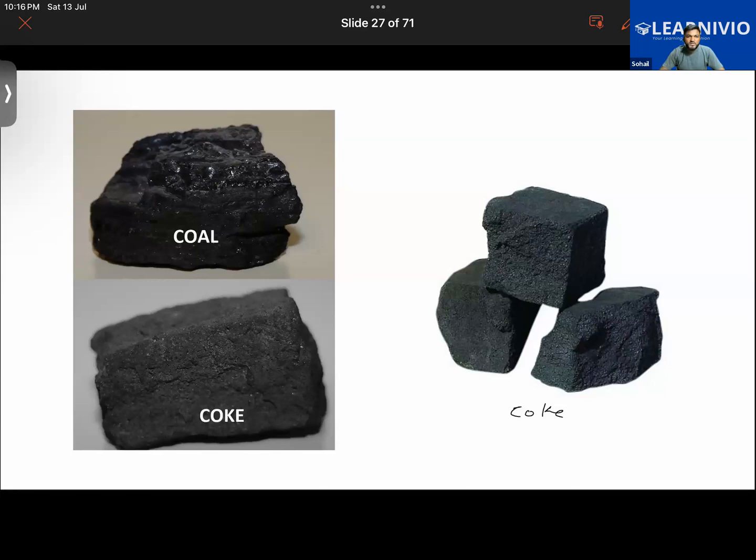Very good. Since coal will contain carbon, along with carbon there will be lots of impurities in it also. While coke would almost contain 98% of carbon, so it is almost a pure form of carbon, and hence it will burn very cleanly and will not produce any smoke on burning.